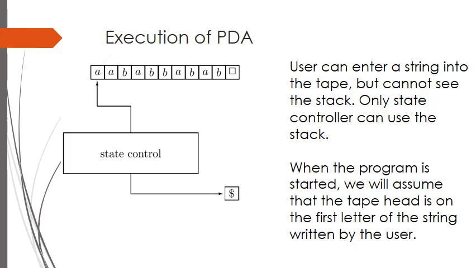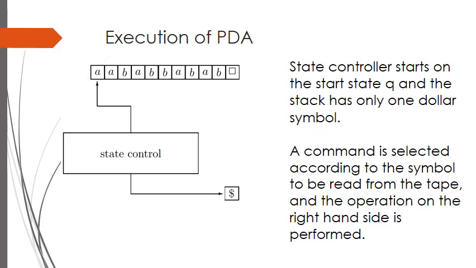The user can enter a string into the tape, but cannot see the stack. Only the state controller can use the stack. When the program is started, we will assume that the tape head is on the first letter of the string written by the user.